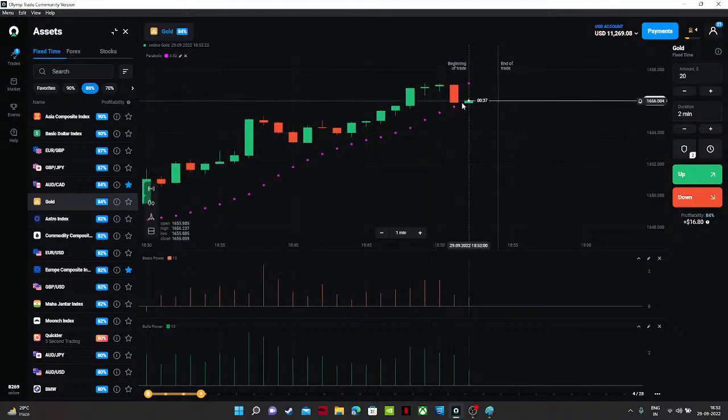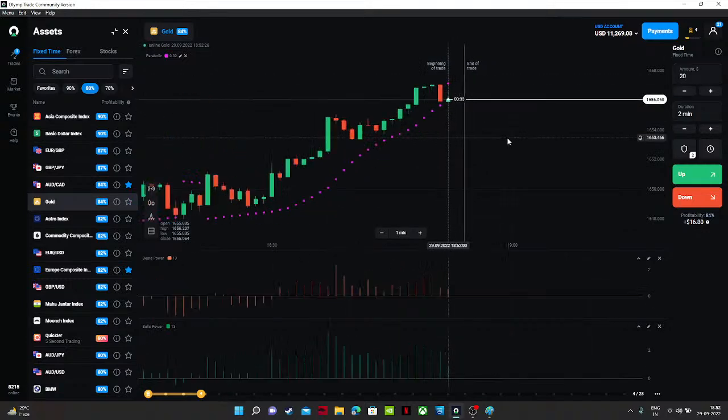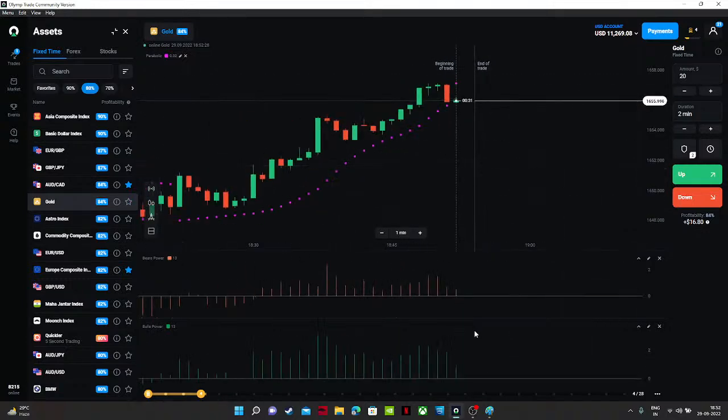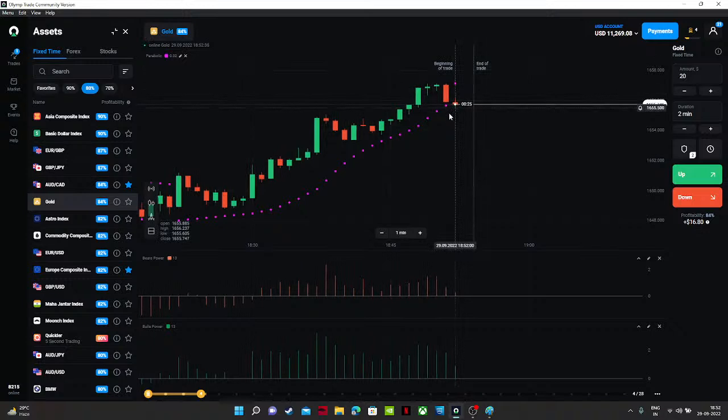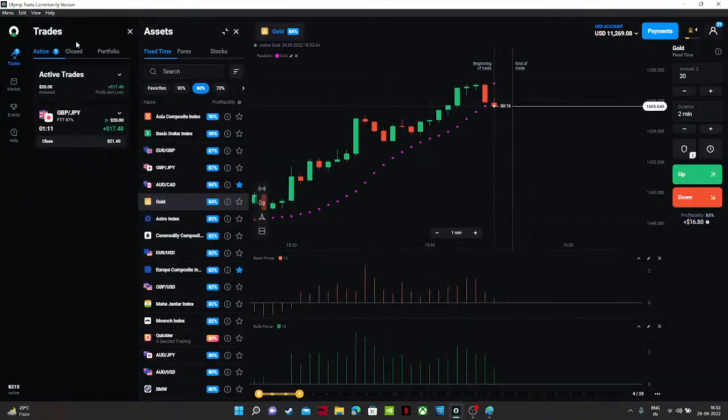Here the parabolic dot has shifted on top of the candle, which is suggesting that the price should go down. But the bear's power and bull's power are not yet giving the signal. They are above the zero line as of now. So whenever they shift below the zero line, at least the bear's power, we may enter into a downside trade in gold also.